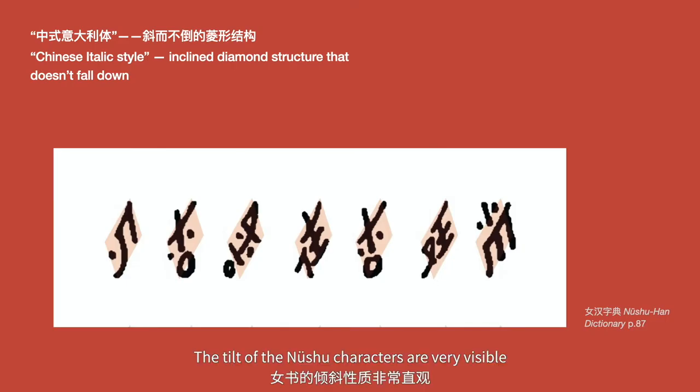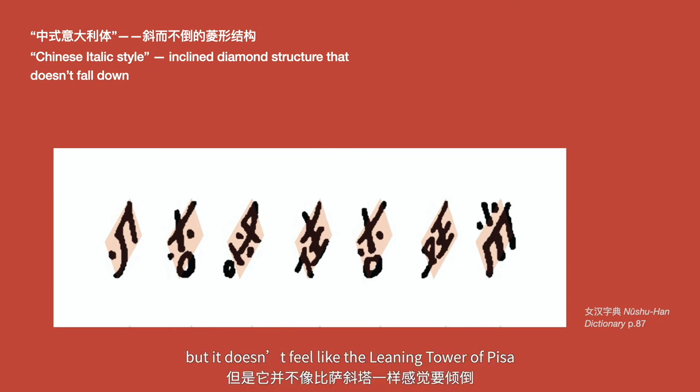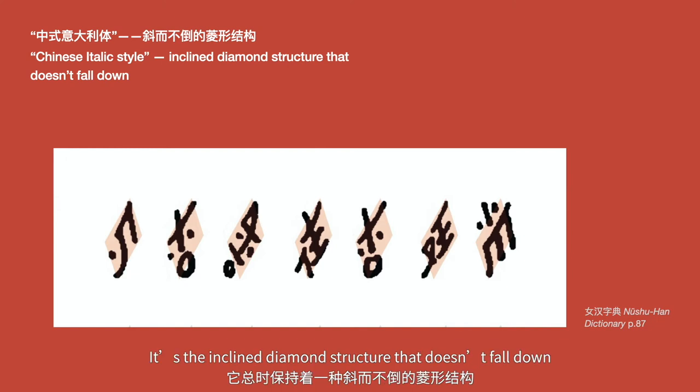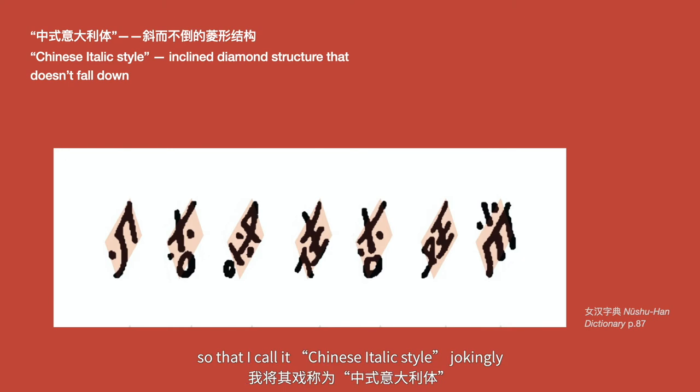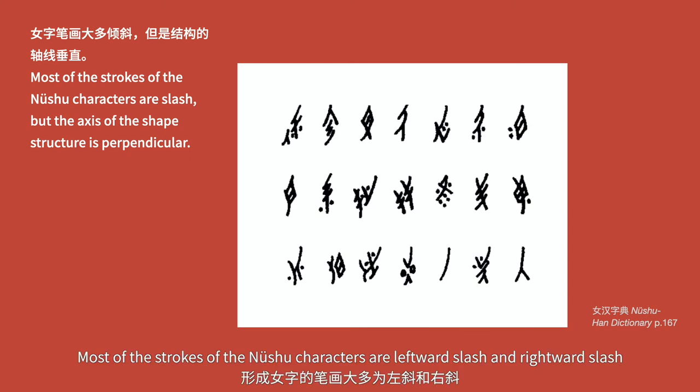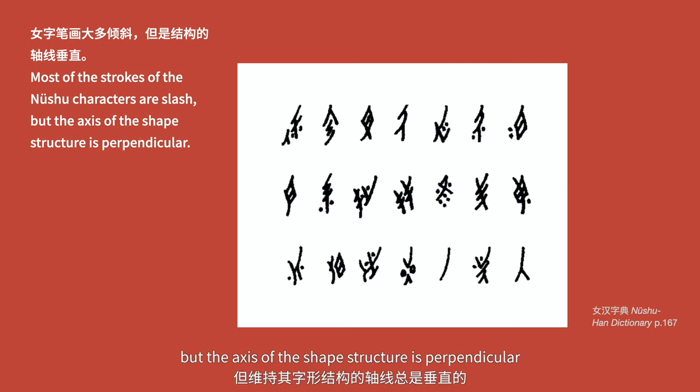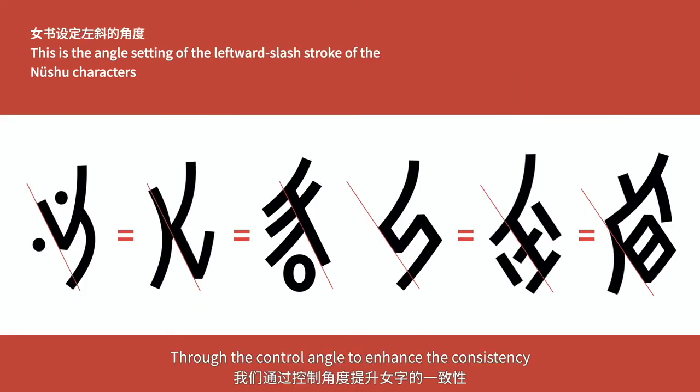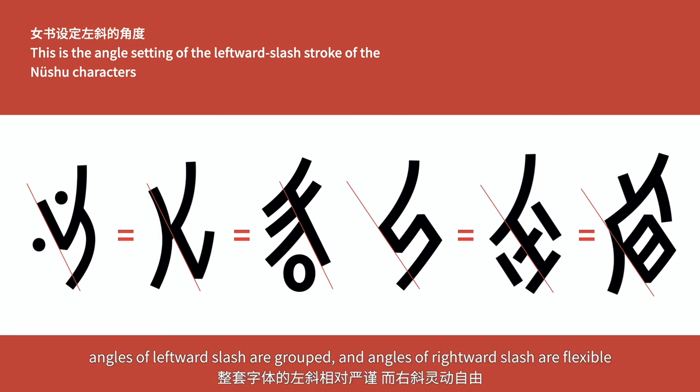The tilt of the Nüshu characters is very visible, but it doesn't feel like the Leaning Tower of Pisa. It's an inclined diamond structure that doesn't fall down, so I call it a Chinese italic style. Most of the strokes of the Nüshu characters are leftward slashes and rightward slashes, but the axis of the shape structure is perpendicular.